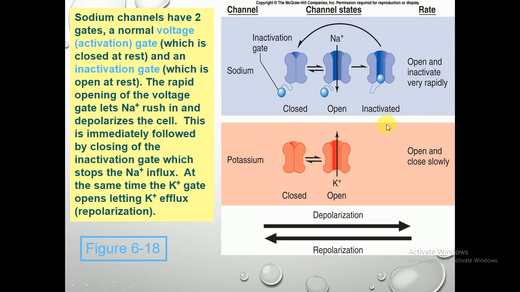This is followed by closing of the inactivation gate, which stops the sodium influx, and then the sodium ions become unable to go inside the cell. At the same time the potassium channel also opens, letting the potassium efflux and repolarization takes place. During repolarization, the negativity inside the cell becomes high, and the membrane itself becomes repolarized.